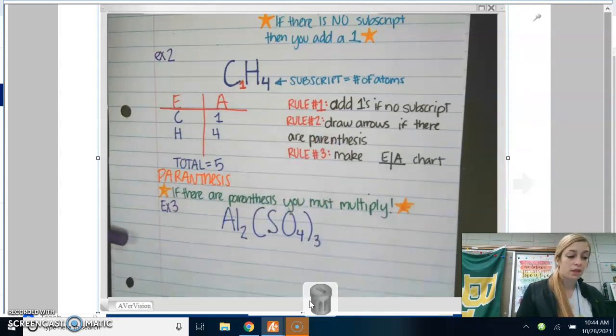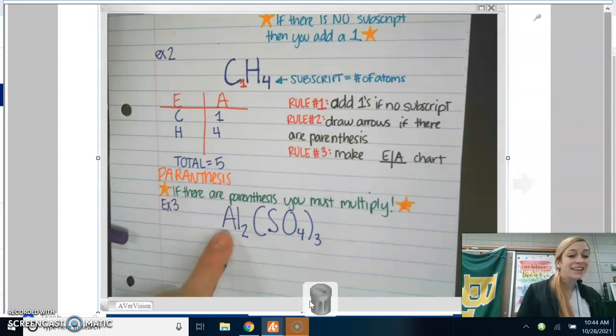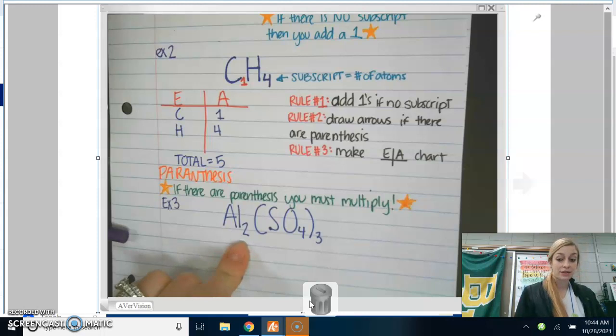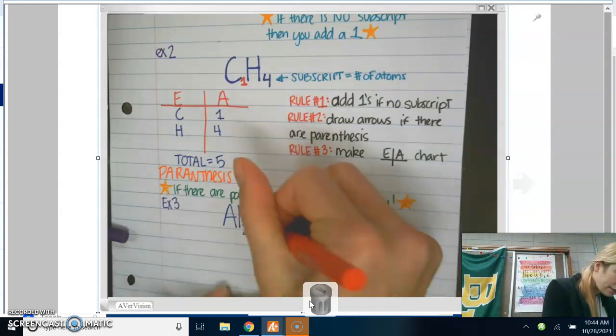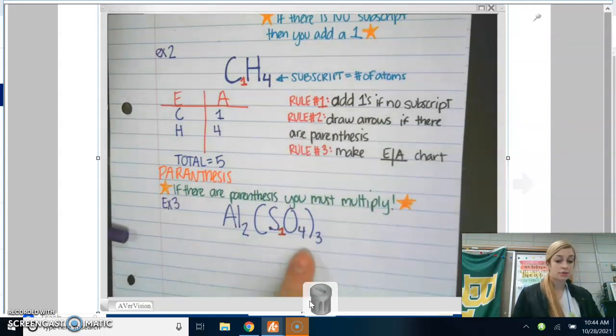Rule number 1, if there's no subscript, you have to add ones. Al has a subscript. Don't get tricked. That is A lowercase l. That's aluminum. The l doesn't need its own subscript because it's part of aluminum. So Al gets a subscript of 2. What about everything else? S doesn't have a subscript. Have to add a 1. O has a subscript 4. We're good.